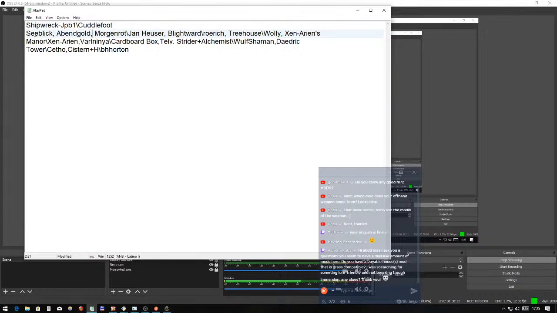Then we have these three house mods by Jan Hauser, also called Skill 8, also on the Nexus, but they may be a little overcluttered. It depends on your tastes, but they are very nice. This one is also a very nice mod if you like Ashlander theme, the Blight World by Warwick.